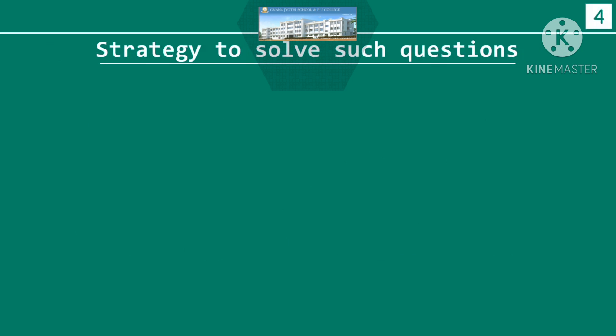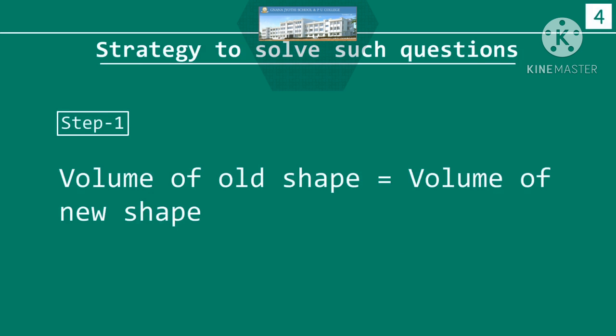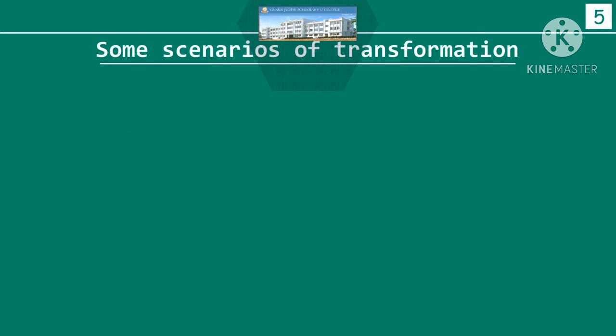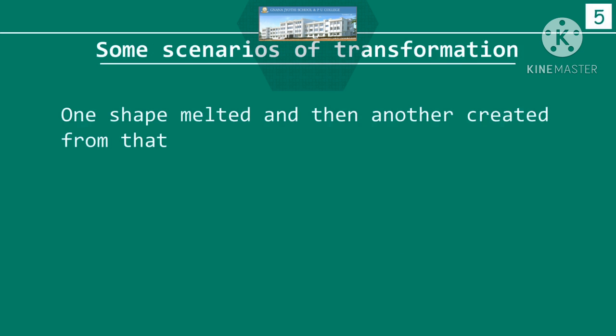So the strategy in solving questions based on this kind of transformation is that we just have to remember that the volume of our old shape must be equal to the volume of our new shape. Some types of scenarios where you may apply this will go something like, say you start out with one shape and you melt it, then a new shape is created from it. That is one type of question that you may come across.